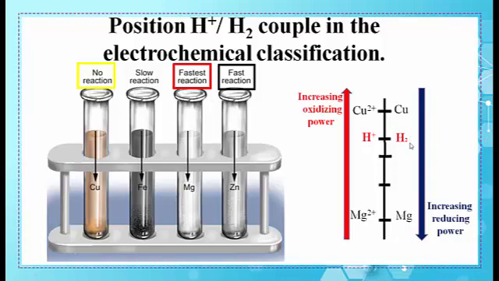It has a greater reducing power than H2, then it must be placed under H2, but it has less reducing power than Mg, so it is placed here. Finally, a slow reaction takes place between Fe and the acid, so although it has a greater reducing power than H2, it has a lower reducing power than Mg and Zn. So this is the position of Fe2+/Fe in the electrochemical classification.